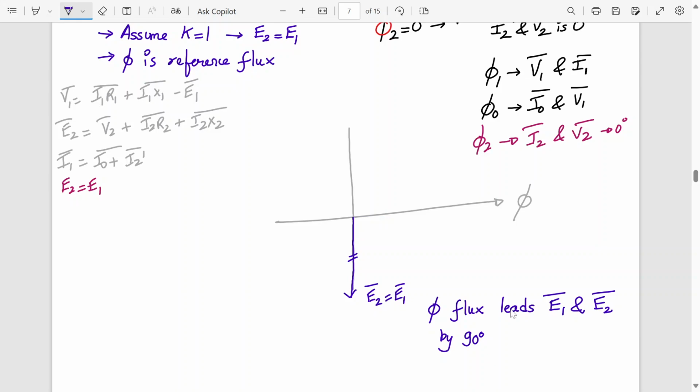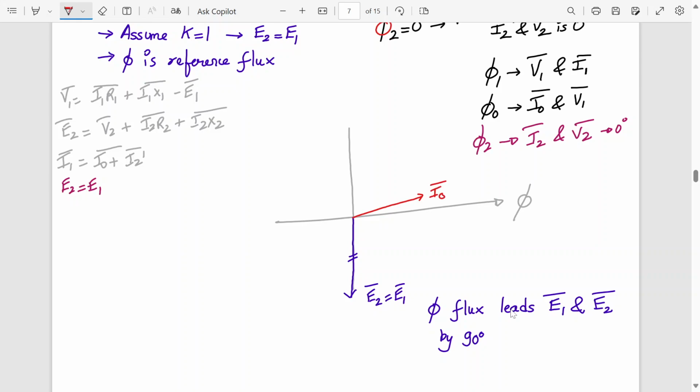How will you draw other cases? So this is E2 equal to E1. Now we'll draw I naught. Where will I naught come? First quadrant, just above the reference line, this way, right?